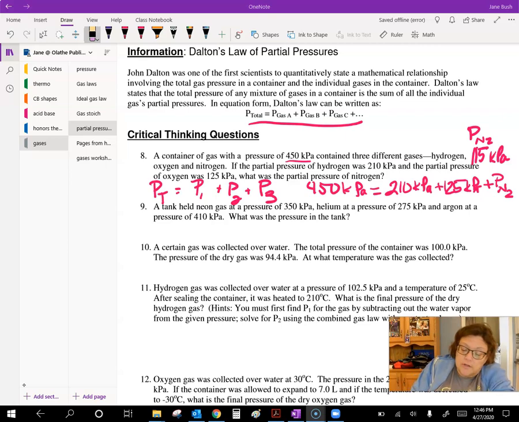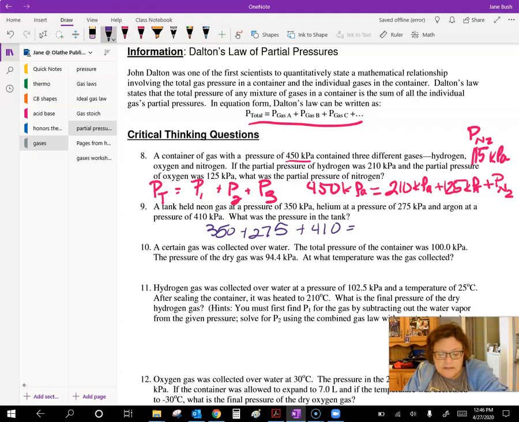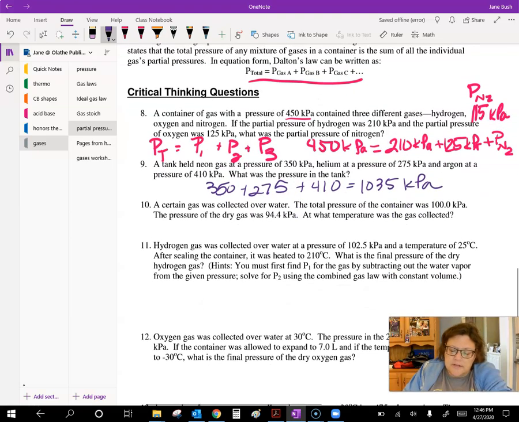Question number 9. A tank has neon gas at 350, helium at 275, argon at 410. What's the total pressure in the tank? So we just do 350 plus 275 plus 410, and that adds up to 1,035 kilopascals.